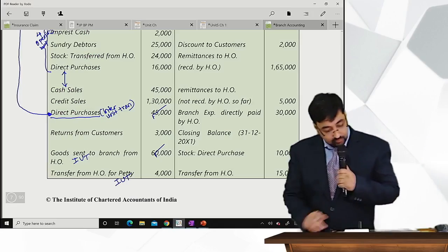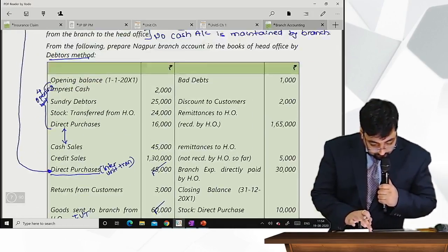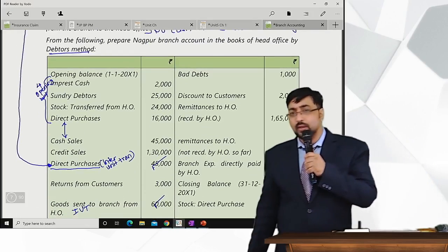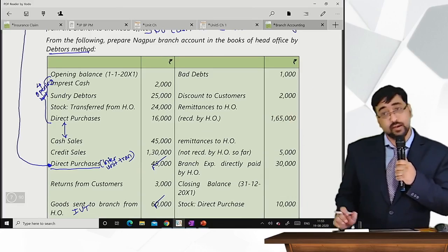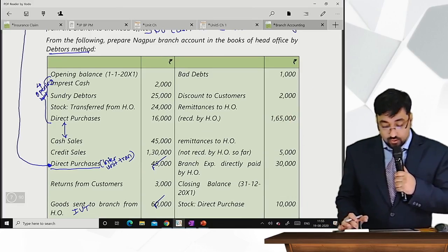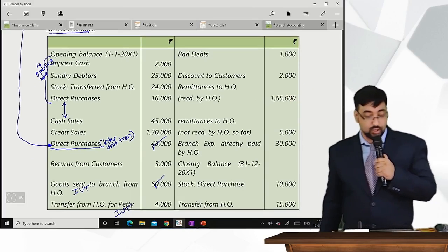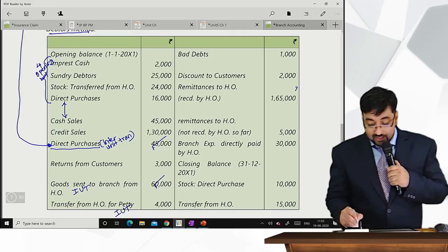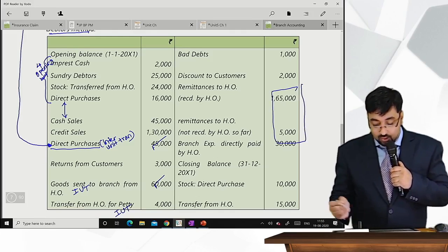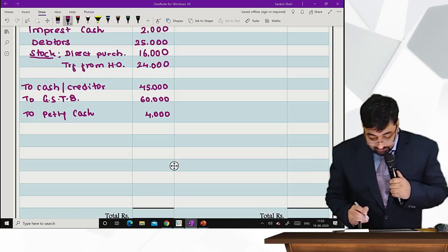Next you have bad debts. Are you going to record bad debts? No. Why? Because sales is related to branch, and discount is also, so we are not going to record this. Remittance to HO: yes, remittance to HO is 1,65,000 and 5,000 is yet not received. So we have to record by cash.